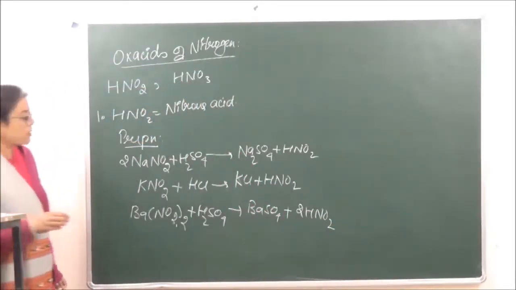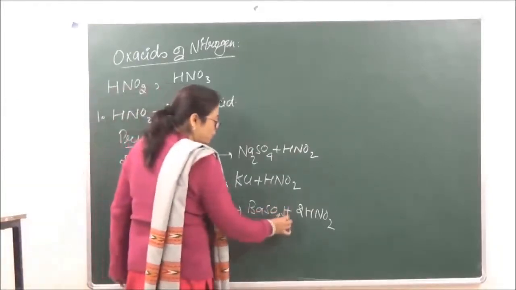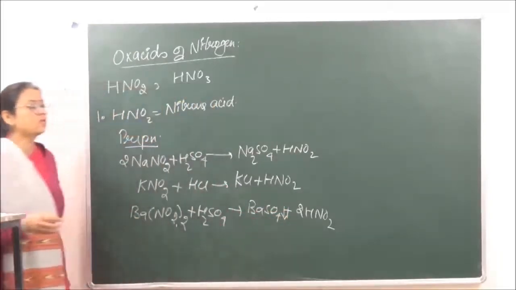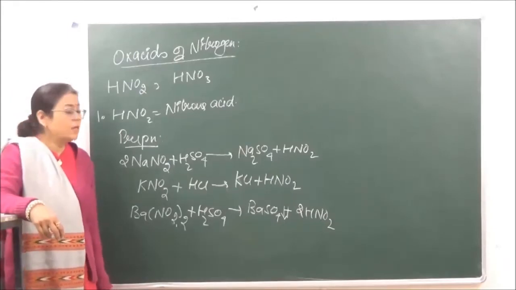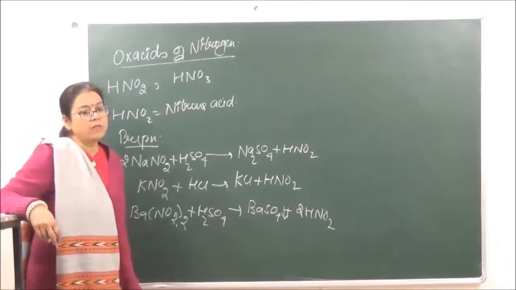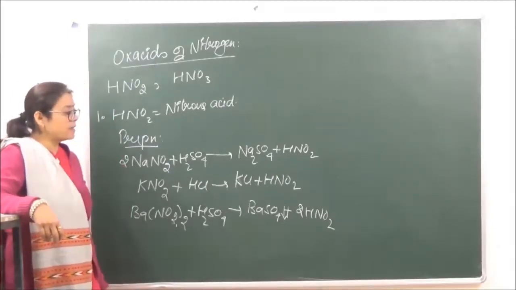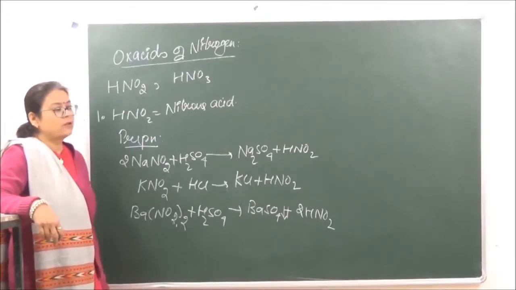अब यहाँ पे जो ये barium sulfate है, that is going to form a precipitate. So this is going to be insoluble and this can be filtered off easily. So the third method is one of the best methods to prepare nitrous acid.